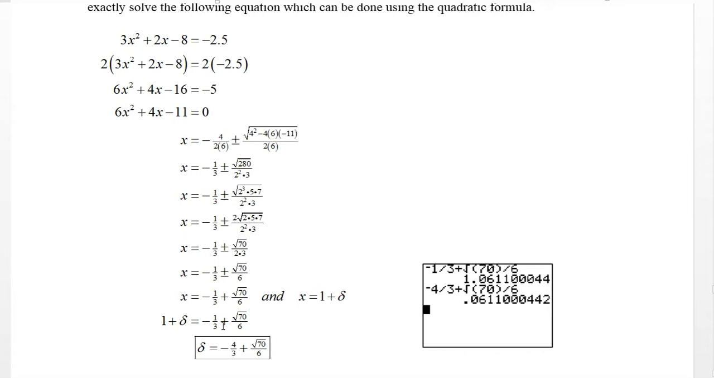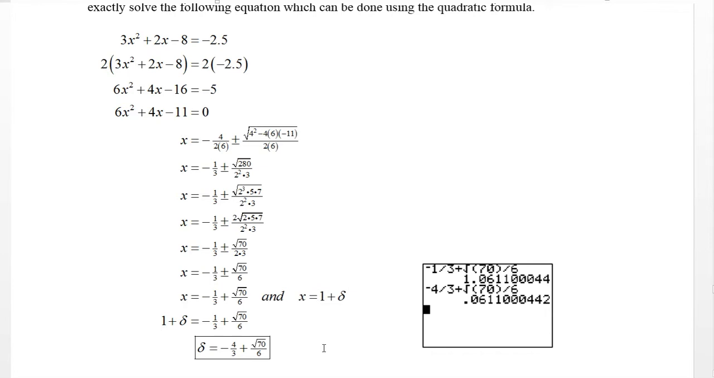And that's 1 plus delta. Okay? So just subtract 1 from everything, from both sides. Negative 1/3 minus 1 is negative 4/3. So delta is negative 4/3 plus the square root of 70 over 6.